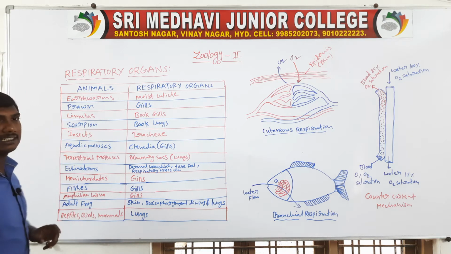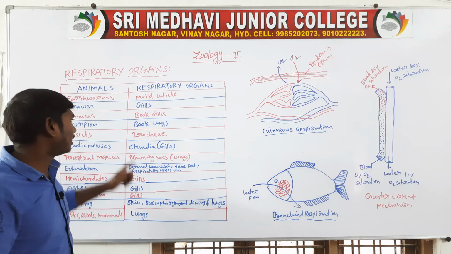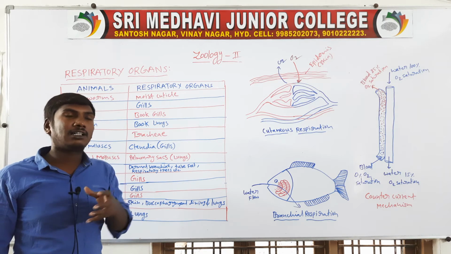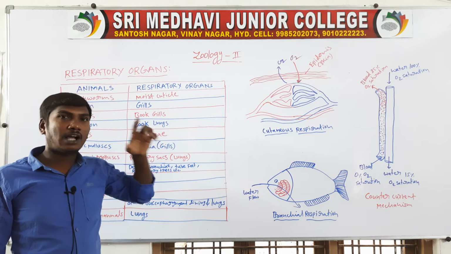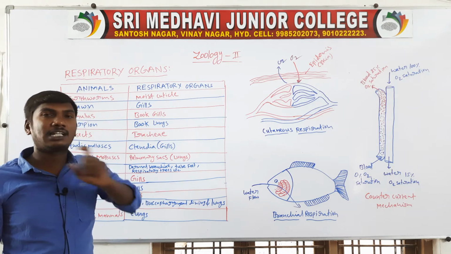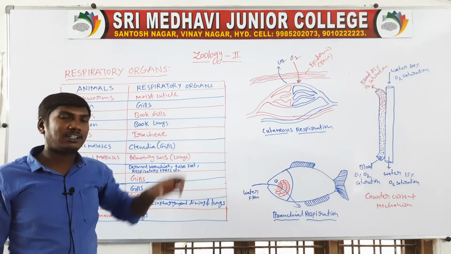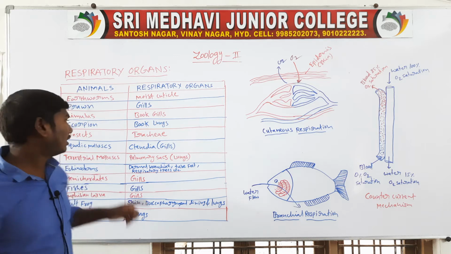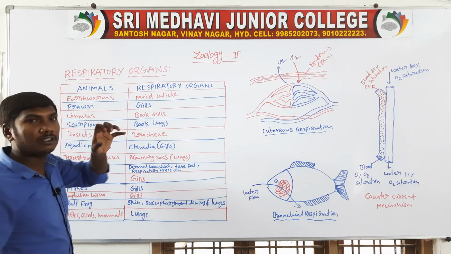Next one, insects. The insects' respiratory organs are the trachea. The tracheal respiratory system. In the first year classes, the cockroach respiratory system is the tracheal respiratory system. They present tracheal tubes, trachea, tracheoles. In insects, the trachea means the tracheal tubes.